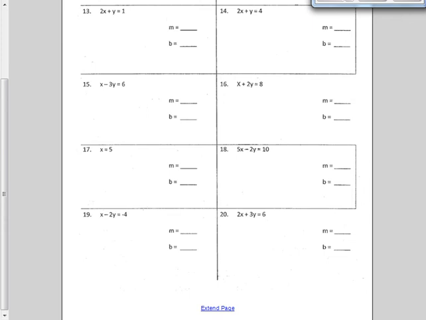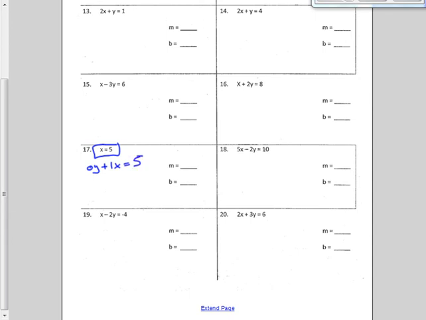When we go to the back here, really all these problems look exactly the same. They have an x in front and a y. That form is called standard form. So we've got this standard form equation, and then all of a sudden we come to number 17. It's no longer in standard form. It's got no y's in it. So this would be 0 y's plus 1x is equal to 5.